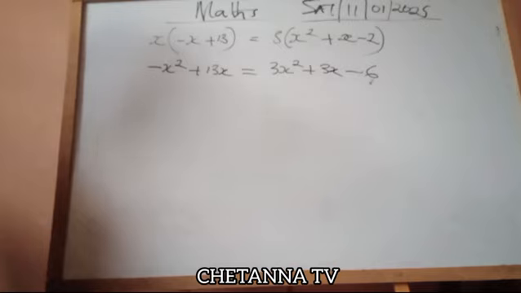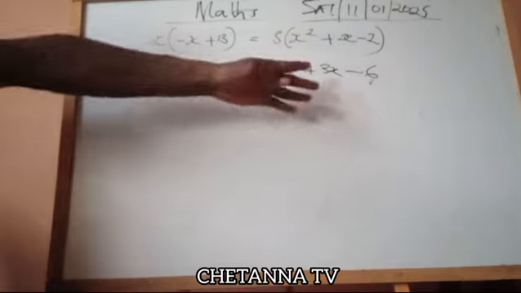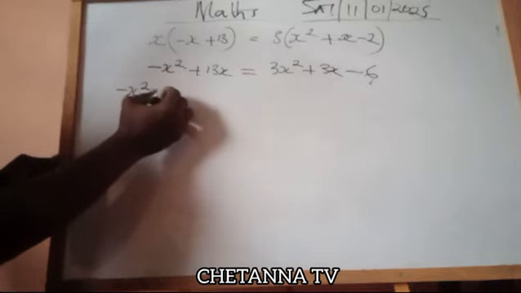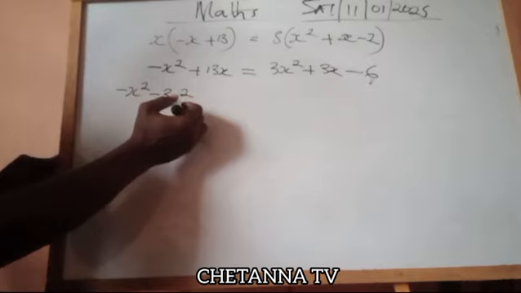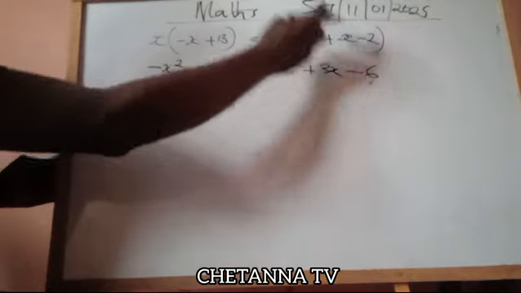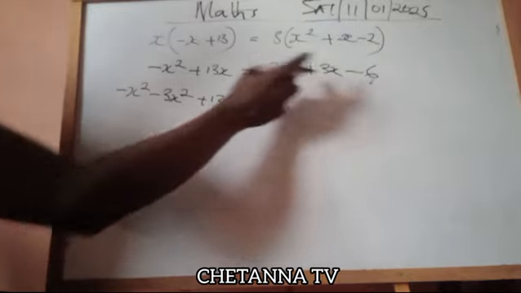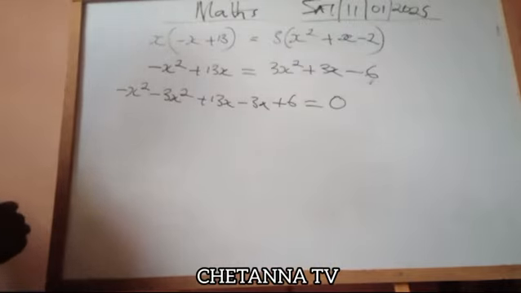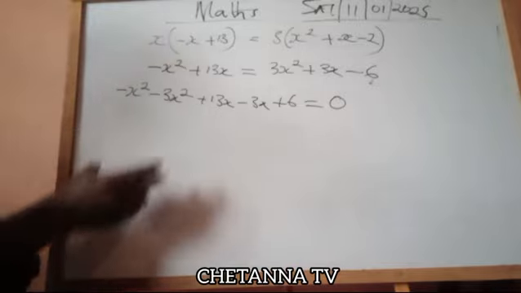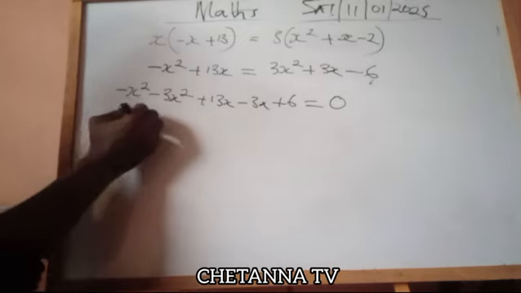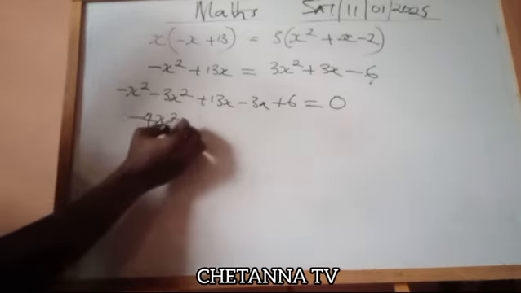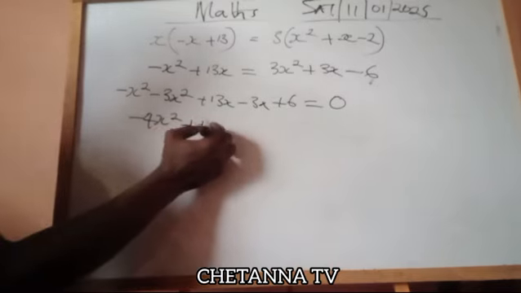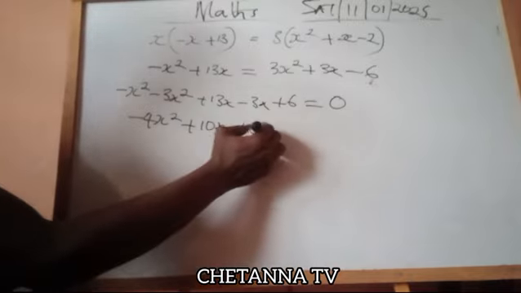So we collect items. So let's move everything to this side. So we now have minus x squared minus 3x squared plus 13x minus 3x plus 6 is equal to what? 0. So let's go. Minus x squared minus 3x squared is what? Minus 4x squared. Good. Minus 4x squared. 13x minus 3x is what? Plus 10x. Plus 10x plus what? 6 is equal to what? 0.